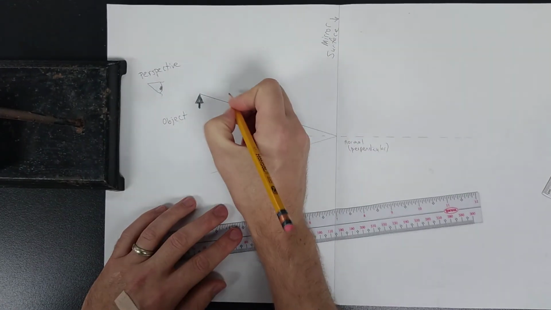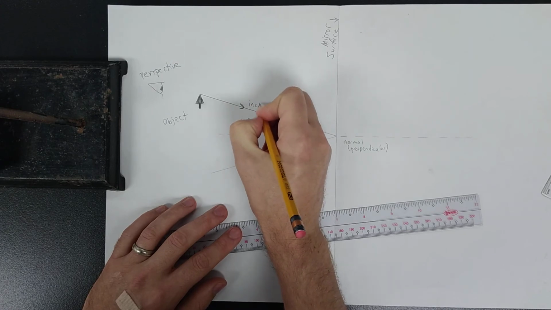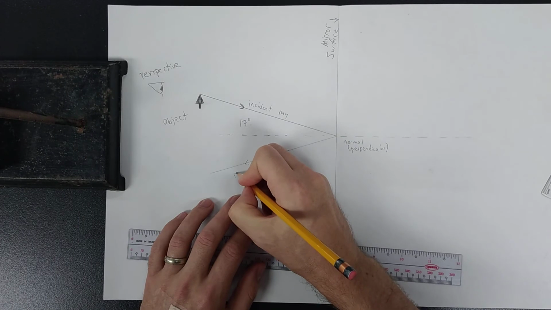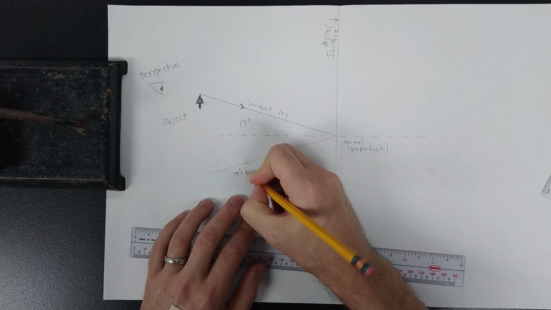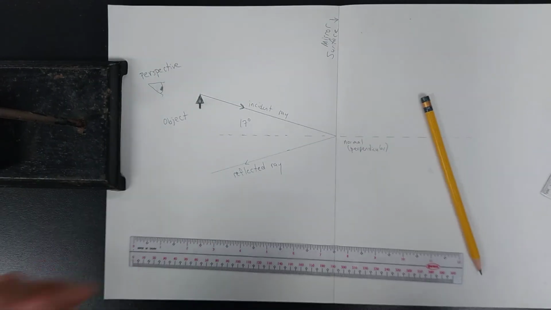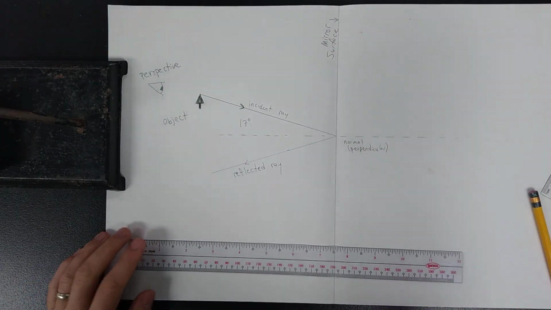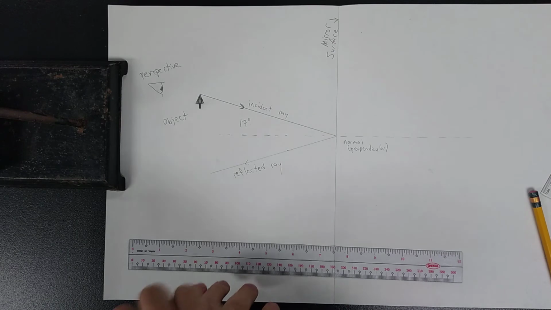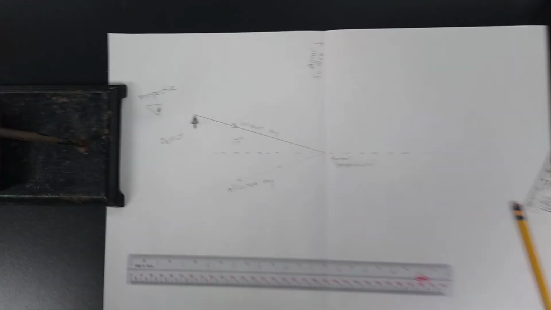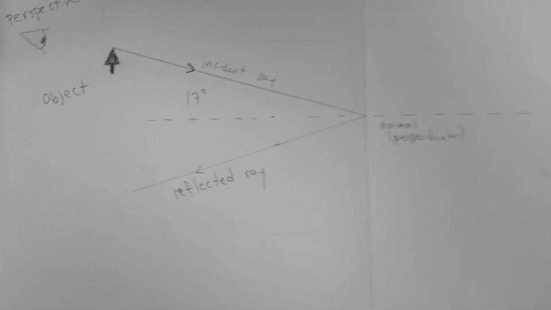So this is our incident ray, and this is our reflected ray. And this is a good length for, I guess this is going to be a multi-video thing. So we'll do one more video after this to finish the diagram, but we're going to stop here because this is a good length for one video.